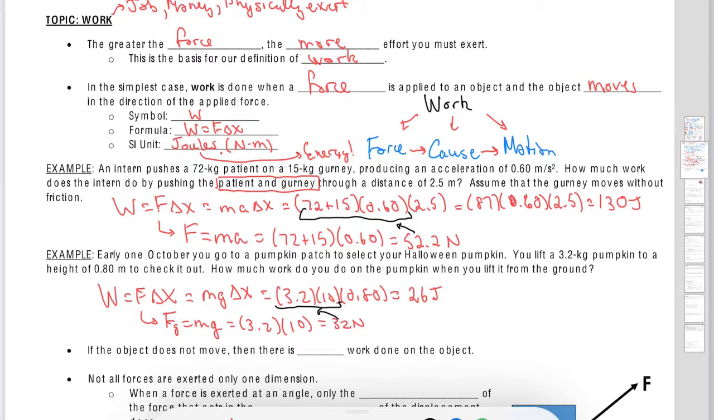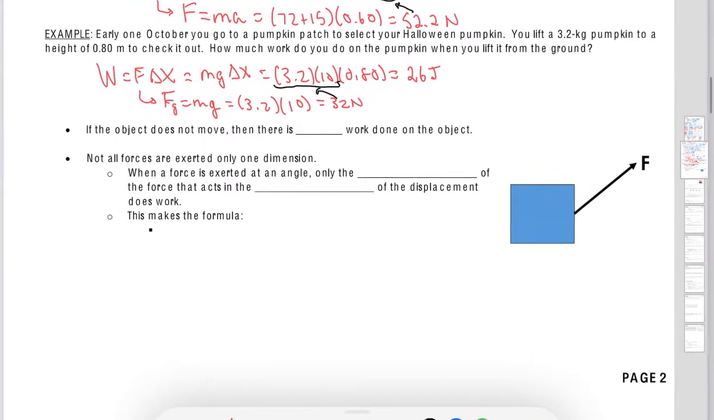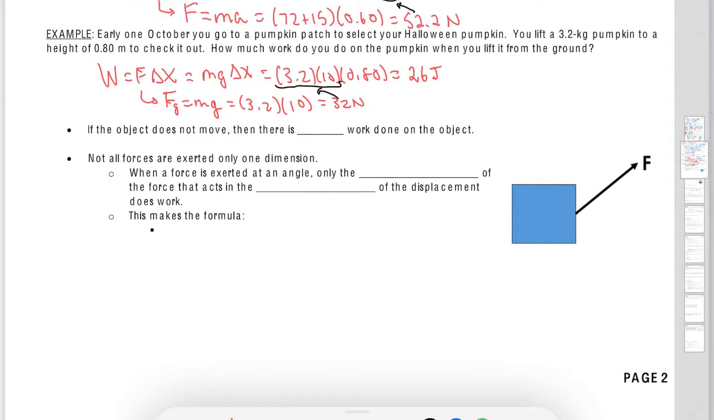Now, as before, we talked about some of the ways work is done. The main thing is that if the object does not move, or really it should say does not change its motion, then there is no work done on the object. So if the object is undergoing a constant velocity, or if it's just staying at rest, then there's no work done on the object.